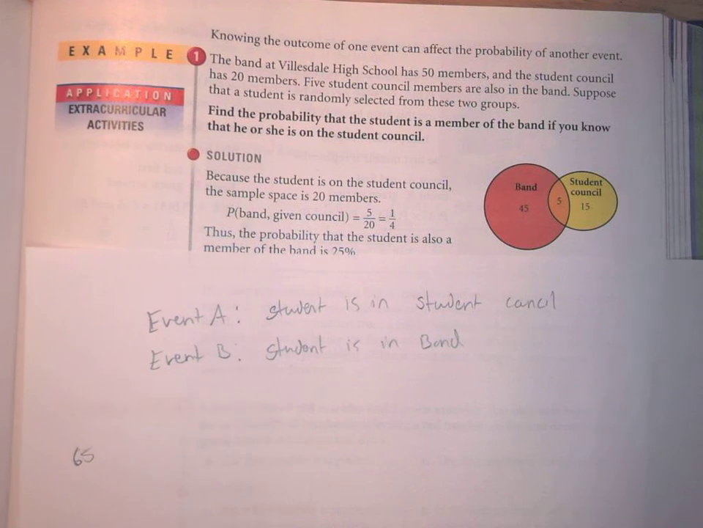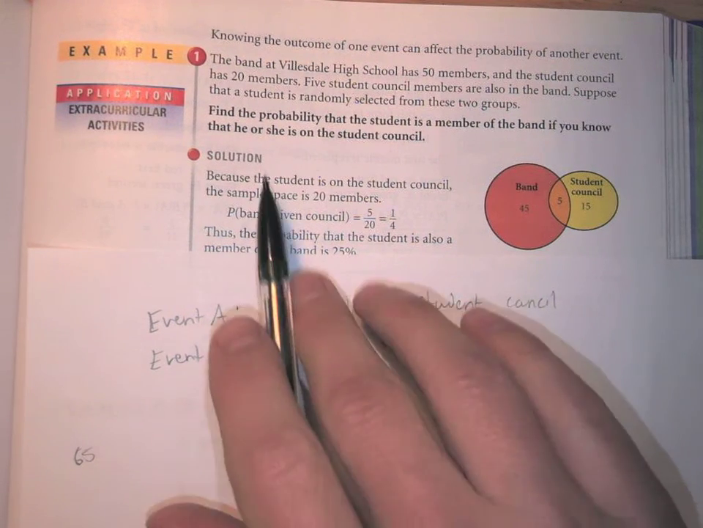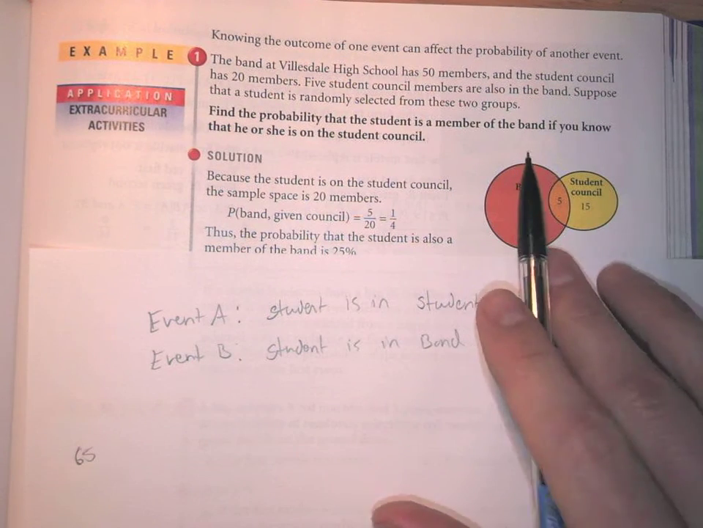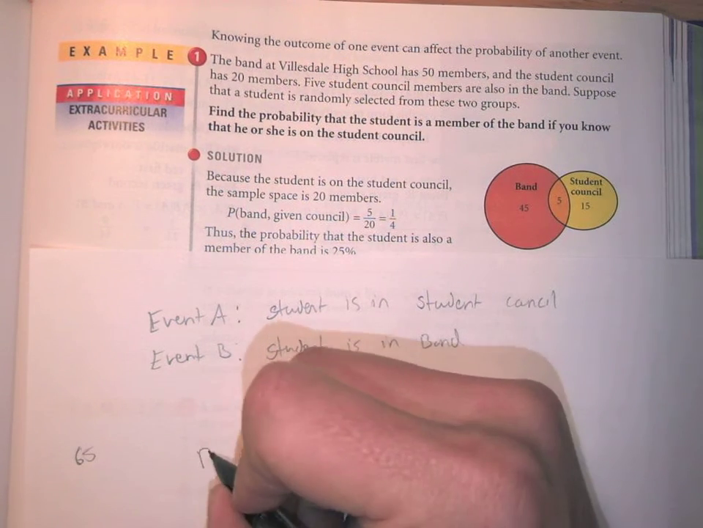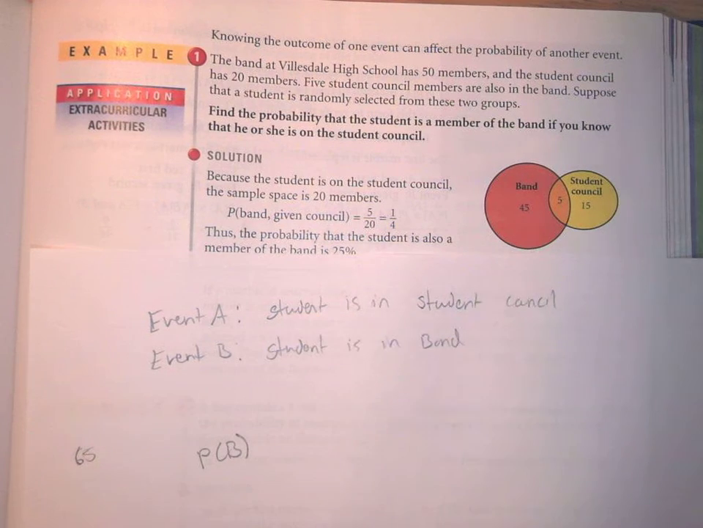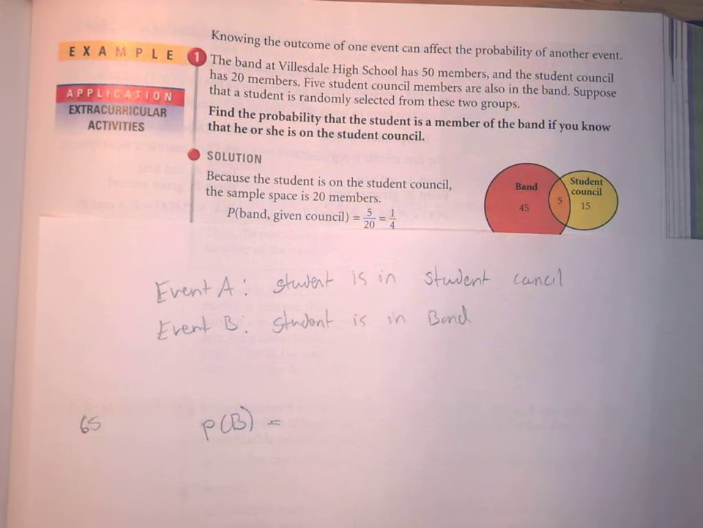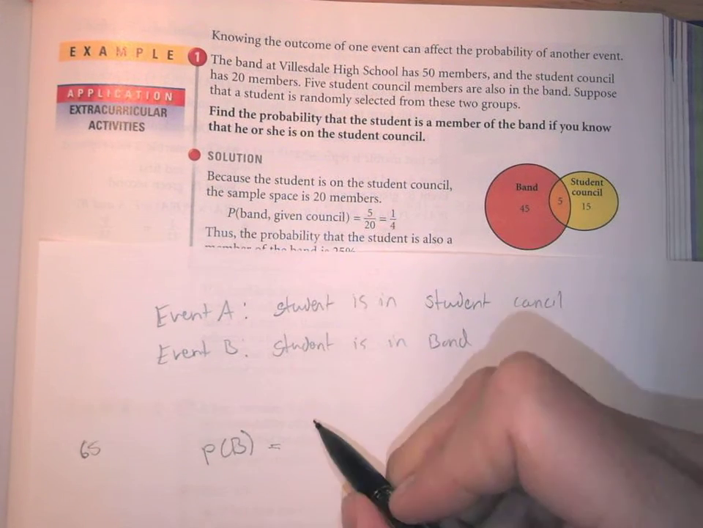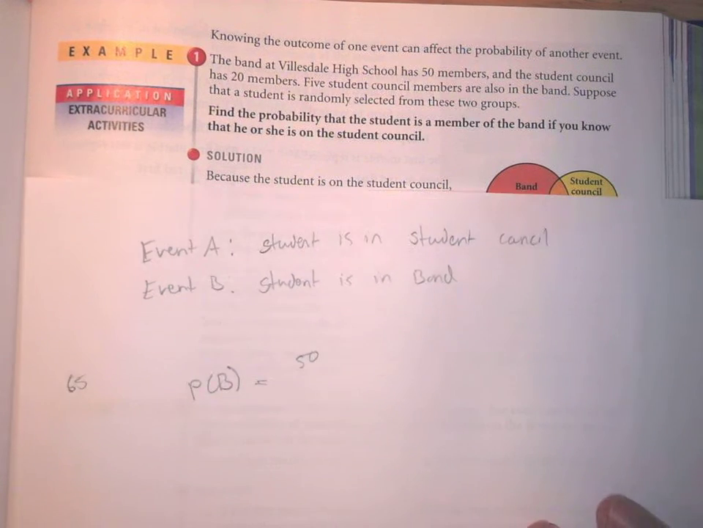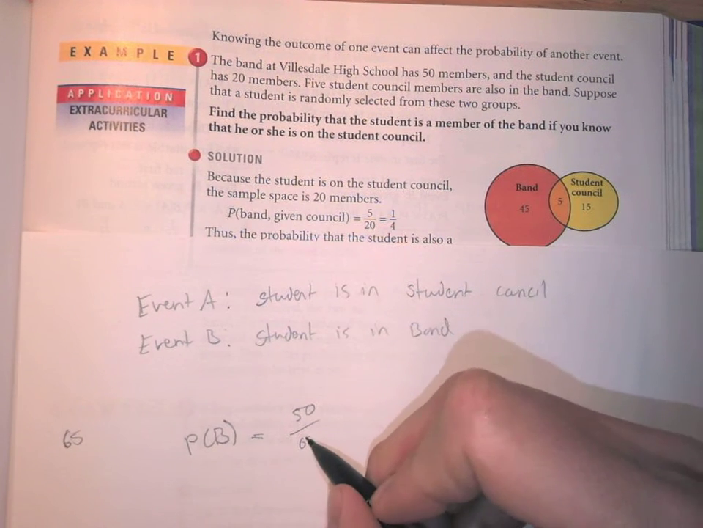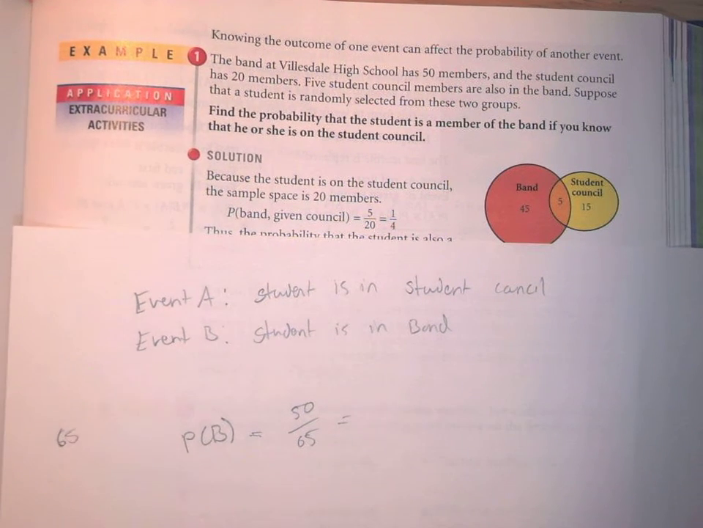Okay. So we want to find the probability the student is a member of the band. Let's do it a couple different ways. Let's just find the probability of B, the probability that the student is in band. Well, how many students are in band? There's 50, right? How many students are there total? There's 65. So the probability that the student is in band is 50 over 65.